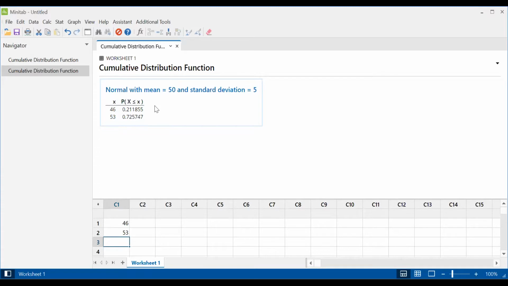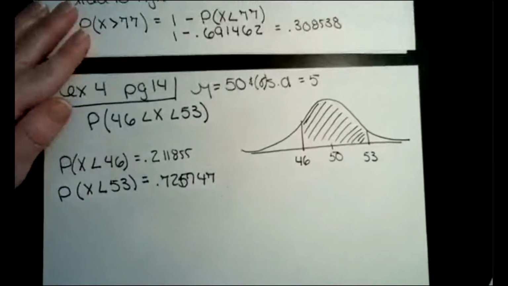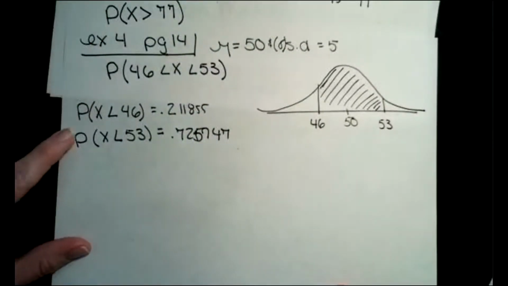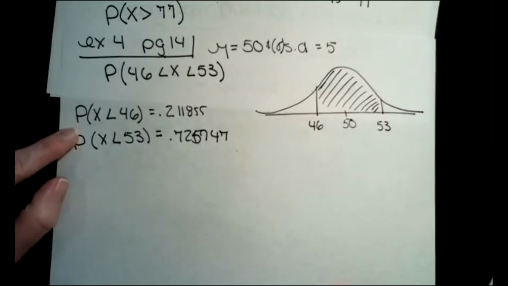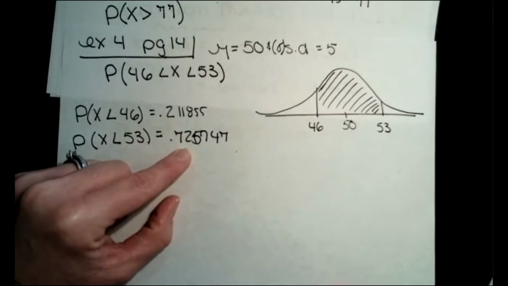So right here, I have the probability that X is less than 46 is equal to 0.211855. And I'm given the probability that X is less than 53 is equal to 0.725747. So I'm going to stop sharing that and go back to our drawing. What I want you to realize, I just wrote this down, okay? That's what it was saying in Minitab, and I just wrote down the answers that were given.